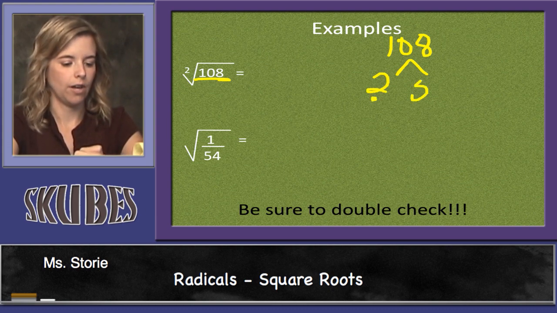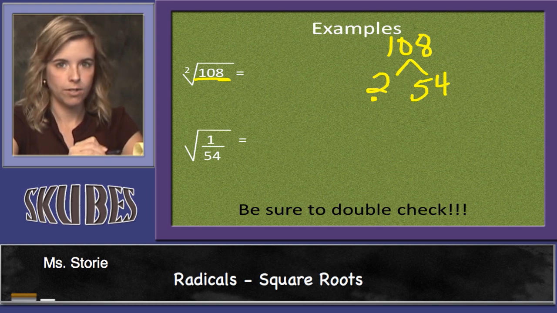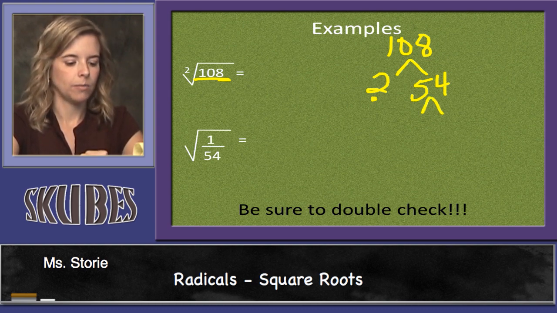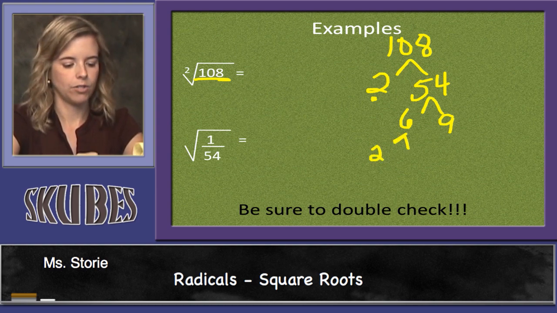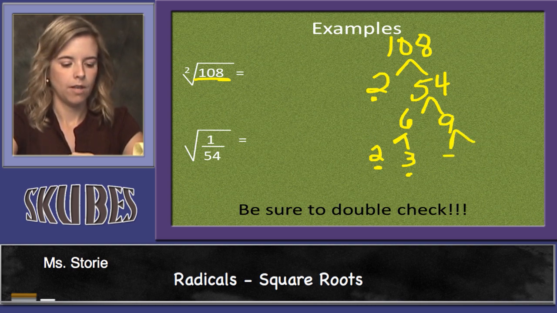And if I divide 2 in there, I get 54. I know 54 is not a prime yet, so I've got to keep going. So I'm going to have 6 and 9. 6 isn't prime, so I have to keep going. I have a 2 and a 3, both of which are prime, so I can stop. 9's not prime, so I know it's 3 times 3, and those are primes as well.